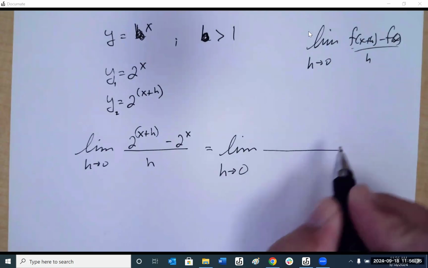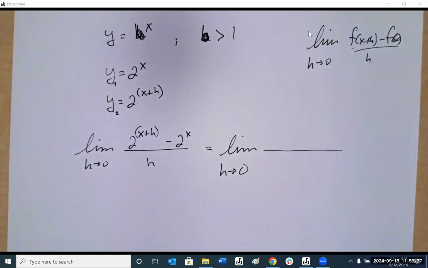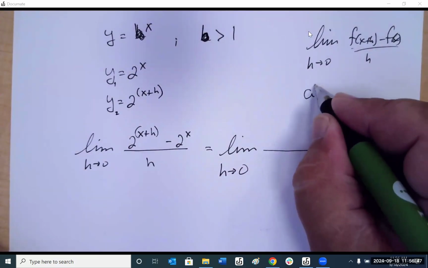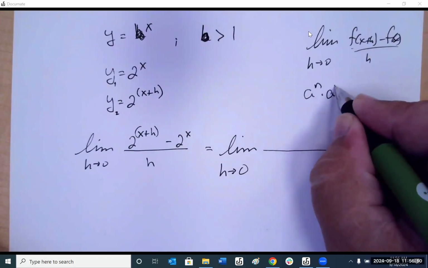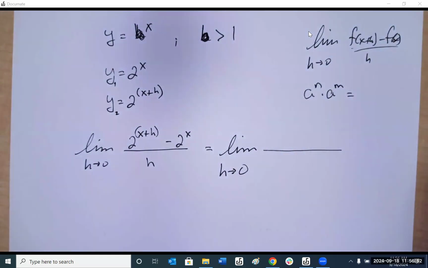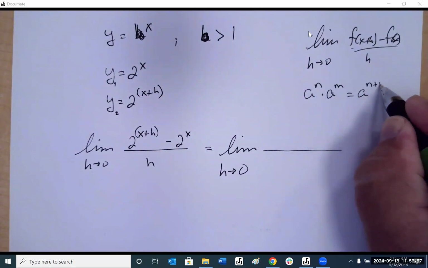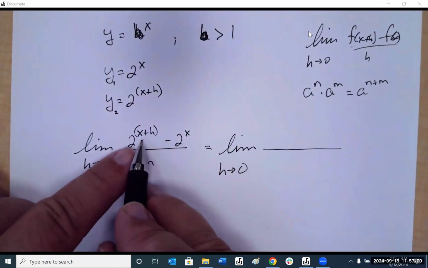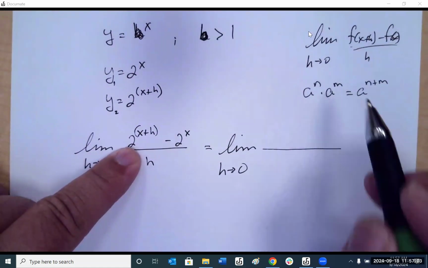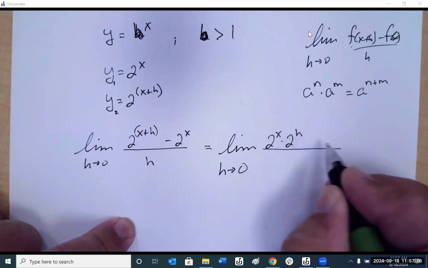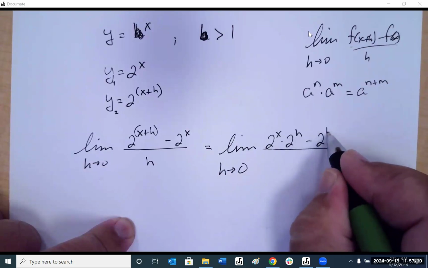So what rules do we know? How can we expand these? Remember the rules of exponents. If you have the same bases, what do you do with the exponents? Add them. Let's break them up. We have 2 to the power x times 2 to the power h minus 2 to the power x.